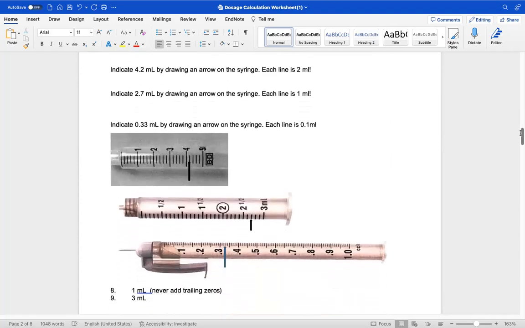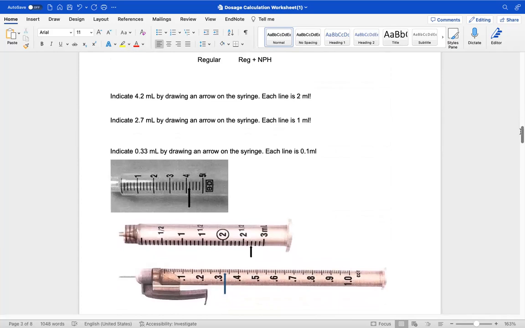All right, and I couldn't get these to copy over quite correctly. So indicate 4.2 mLs by drawing an arrow on the syringe. Each line on this one is going to be 2 mLs. So 2, 4, 6, 8, 10. So 4.2 is going to be to that 4 and then that next little tick line there.